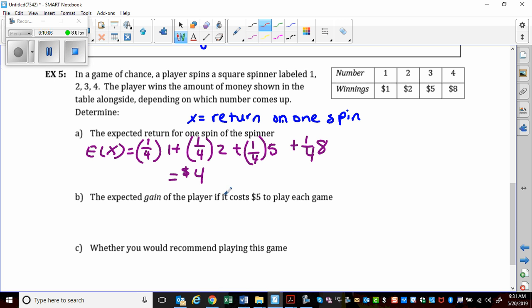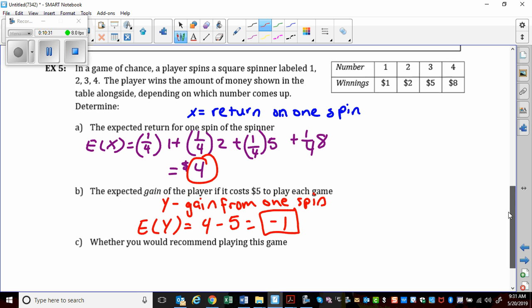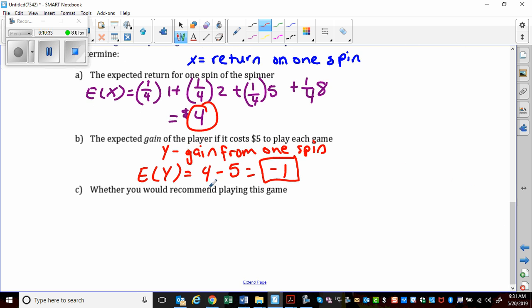The expected gain of a player if it costs $5 to play each game. It's going to cost you money to play these games. So what is the gain from one spin? Then the expected gain is, well, this is how much you're going to get, but it costs $5 to play. So this is actually -1. Is it fair? Maybe not. Would you recommend it? Let me know.